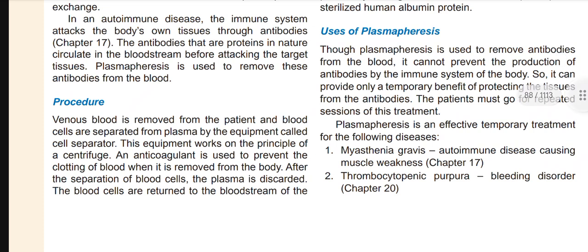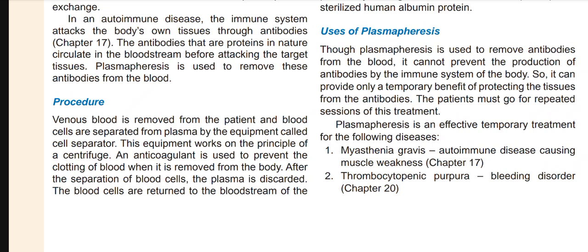Now, what are the uses of plasmapheresis? As plasmapheresis is used to remove antibodies from the blood, it can only remove them, it cannot prevent the production of antibodies from the immune system. So, it can provide only a temporary benefit of protecting the tissues from antibodies. But the patient must undergo repeated sessions of this treatment.